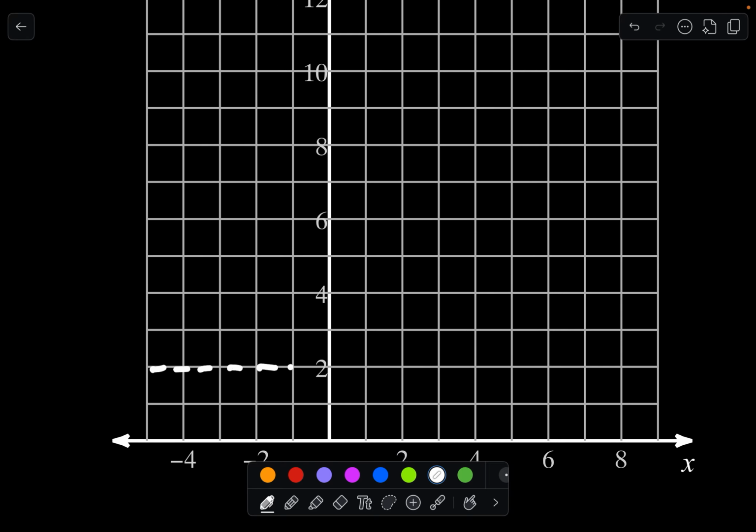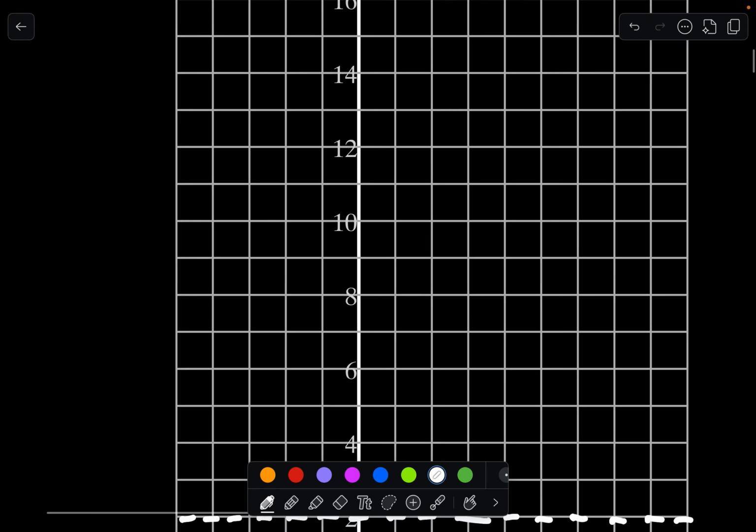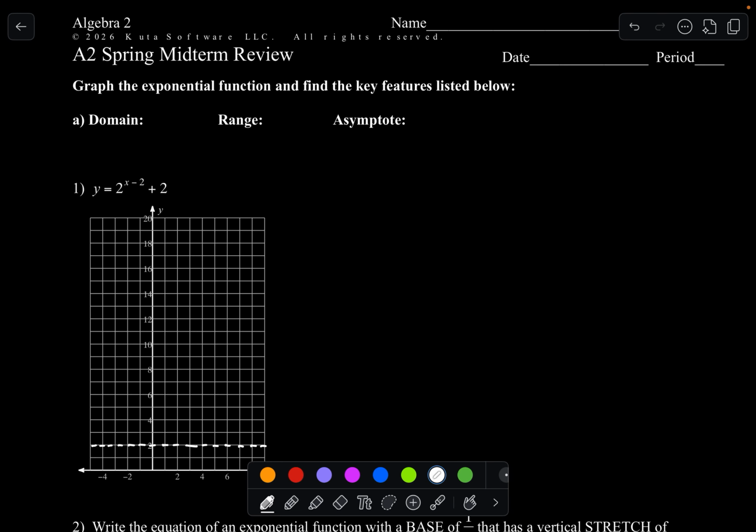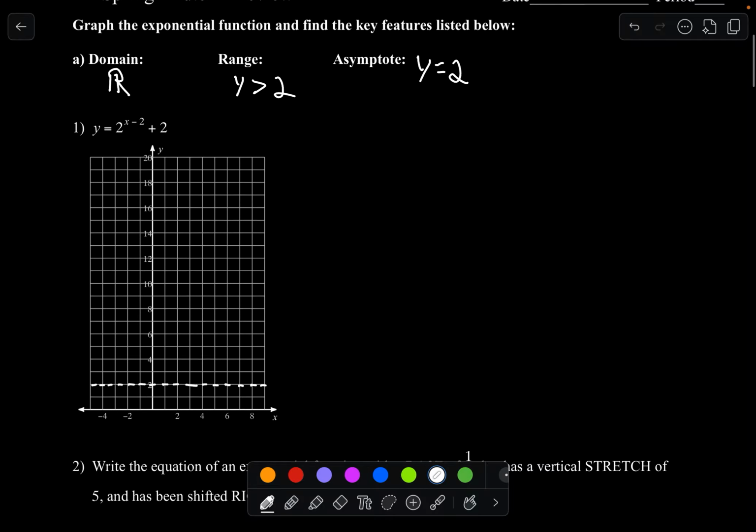This should look vaguely familiar to you since we did this at the beginning of this calendar year. All right, there's my horizontal asymptote. Then I know the domain of any exponential is all real numbers. I know the range is going to be greater than the asymptote, and the asymptote is y equals 2. So the range is y is greater than 2. That means the graph is going to bend up.